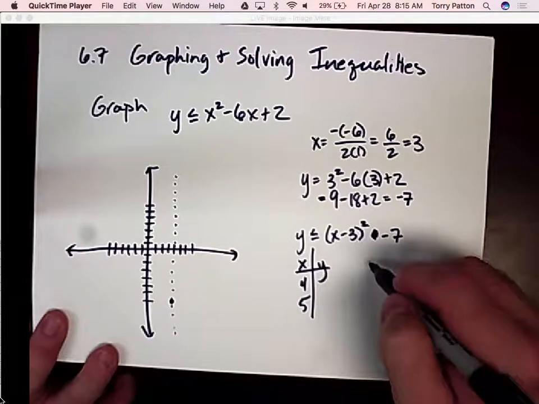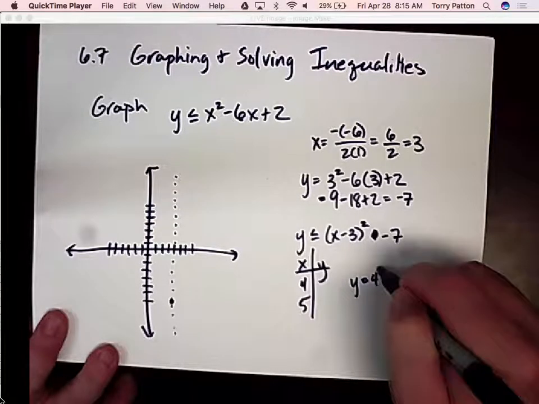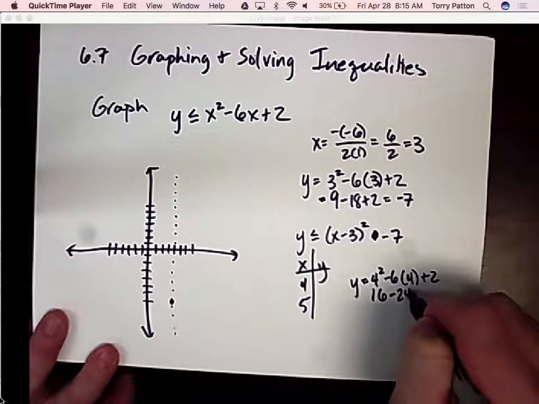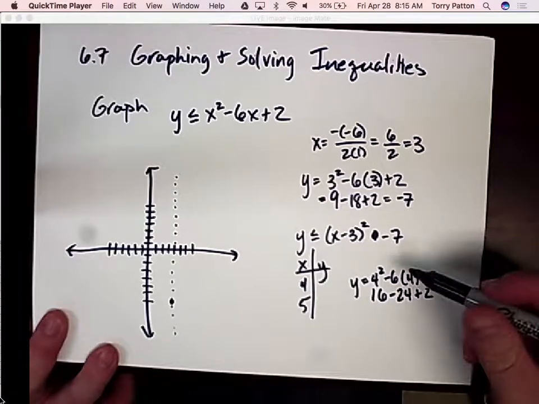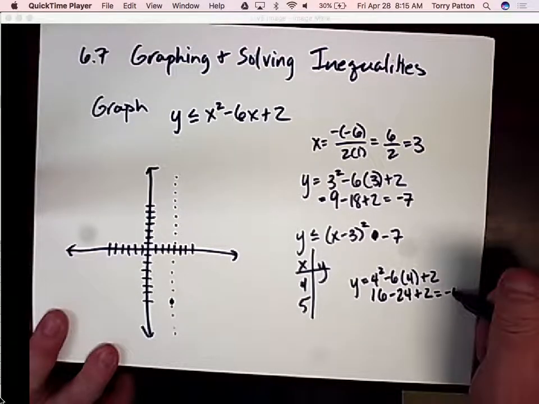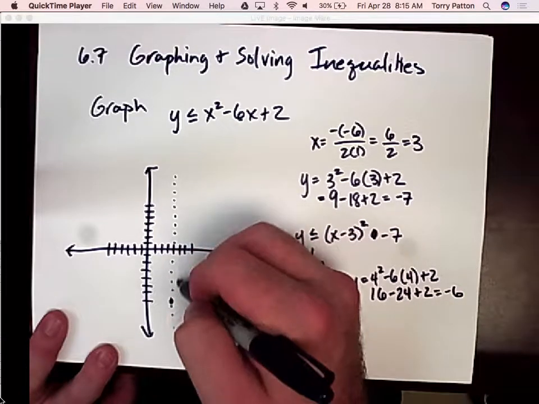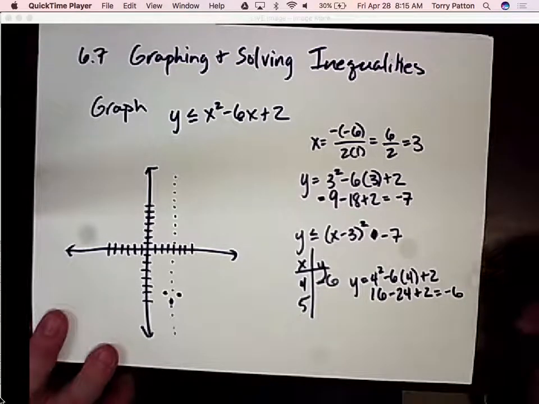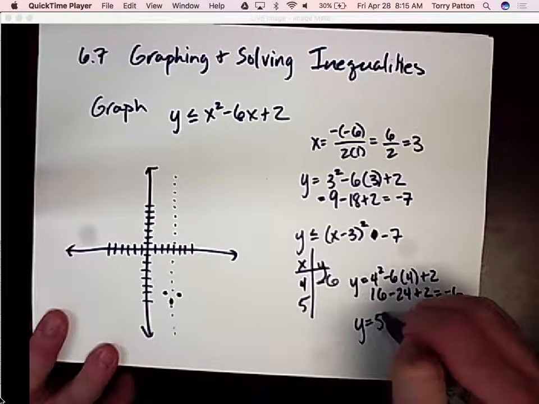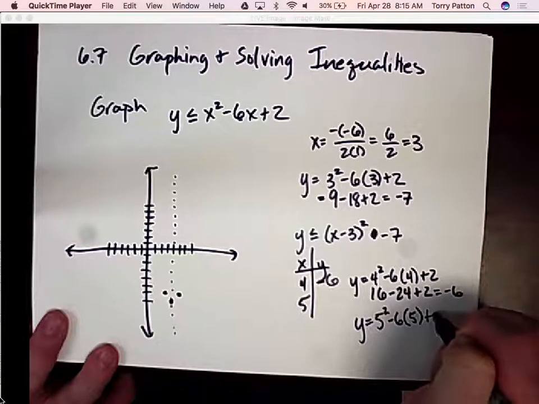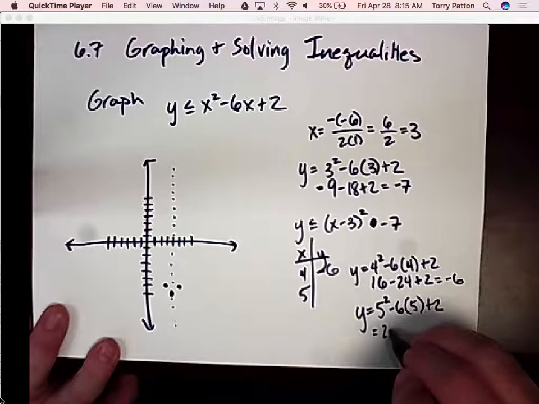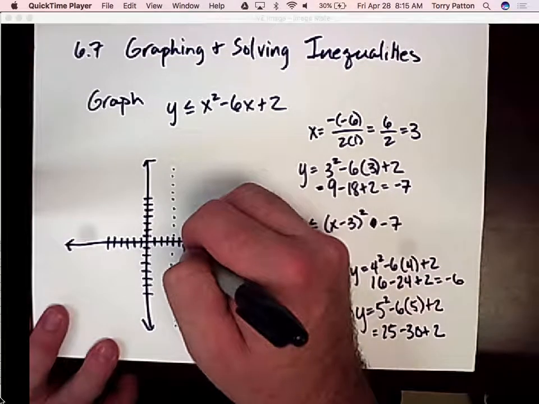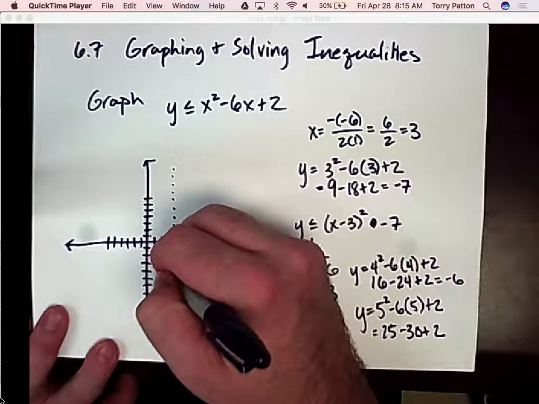Okay. For 4, you've got y equals 4 squared minus 6 times 4 plus 2. Well, that's 16 minus 24 plus 2. That is negative 8 plus 2 is negative 6. So 4, negative 6 is a point, which means 2, negative 6 is a point because they're symmetric. Then for 5, you've got y equals 5 squared minus 6 times 5 plus 2. That is 25 minus 30 plus 2, which is negative 3. So 5, negative 3 is a point, which means 1, negative 3 is a point.